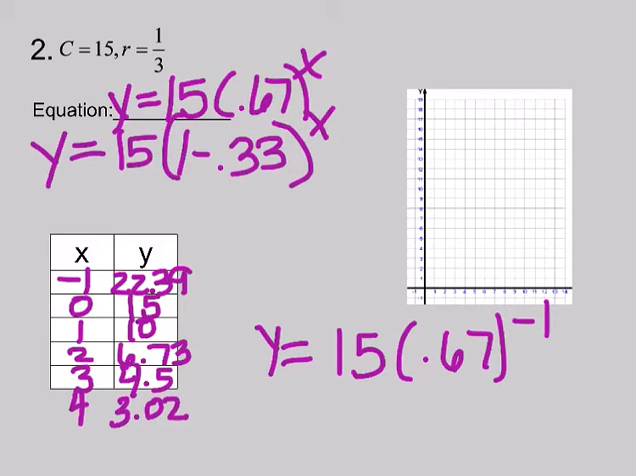Okay, so now let's graph that. So we're going over 0 up 15, so we're going to plot that point. Over 1 up 10, so that's going to be that point. Over 2 up 6.73, so we're going to go up 6 almost all the way to 7. Over 3 up 4.5.